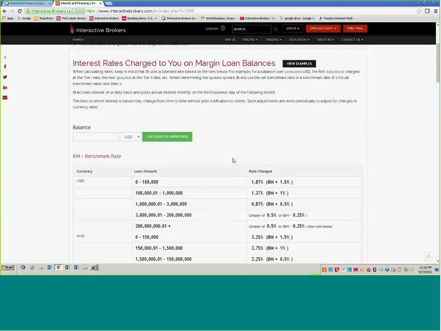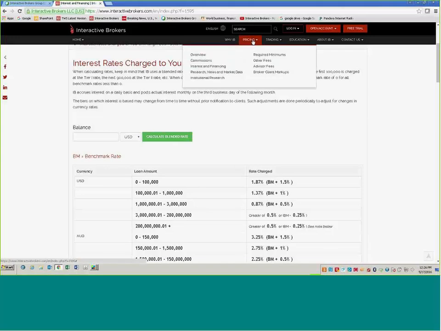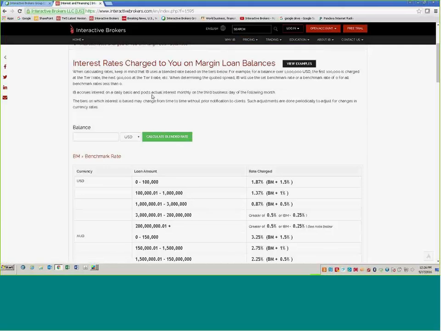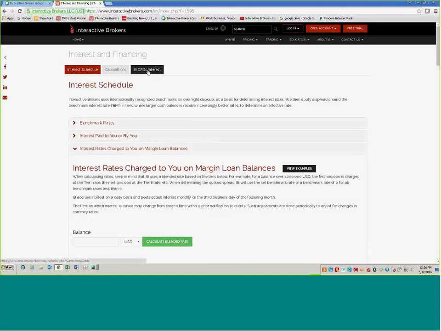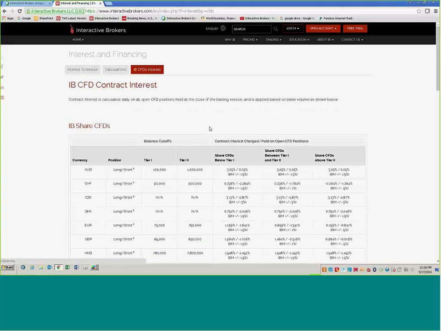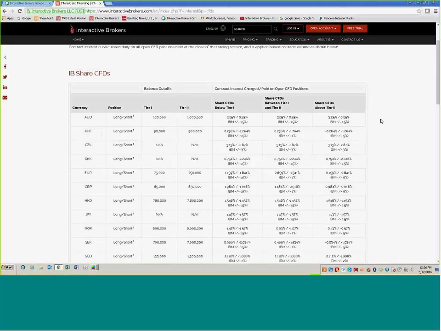I'm just looking at the interest schedules on the IB website. I got there from the home page, looking under pricing and then interest and financing. You can see the interest schedule, the calculations, and the third tab there is IB CFDs interest. This table's broken out into Tier 1 and Tier 2 for balance cutoffs, and in the rows by currency. So, for example, let me just highlight the euro currency rates there.